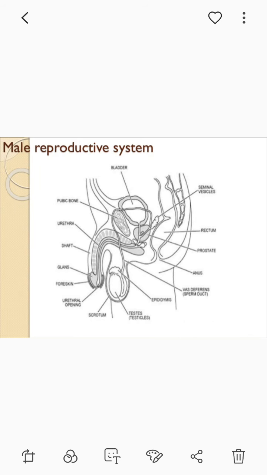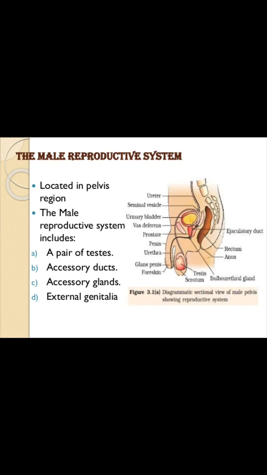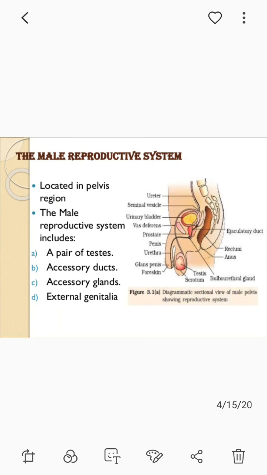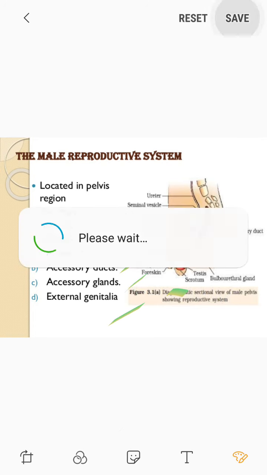Now this is the male reproductive system. So we will study the male reproductive system. It is located in the pelvic region. The male reproductive system includes a pair of testes, accessory ducts, accessory glands, and external genitalia.